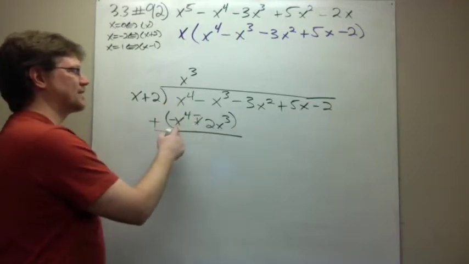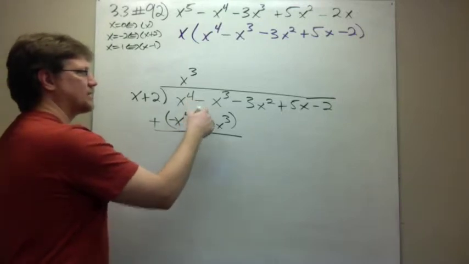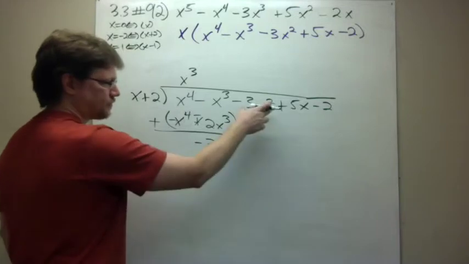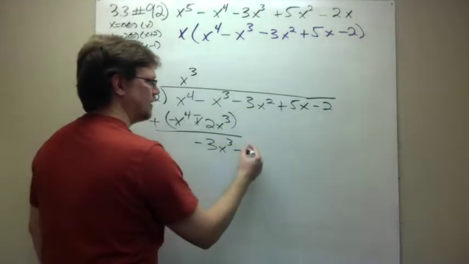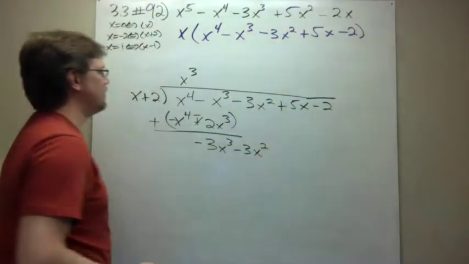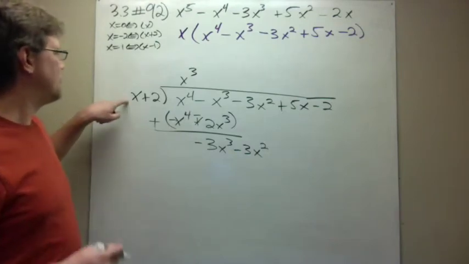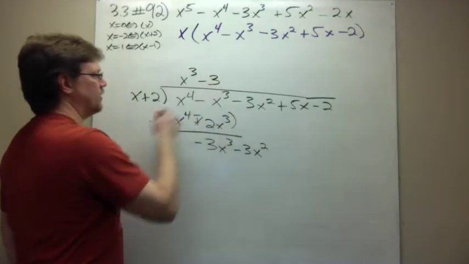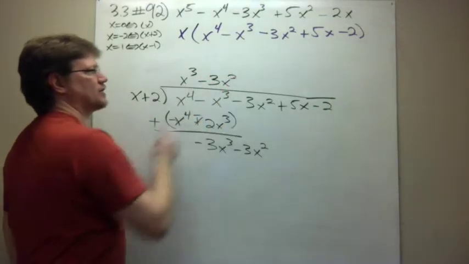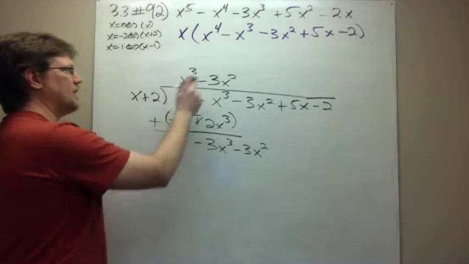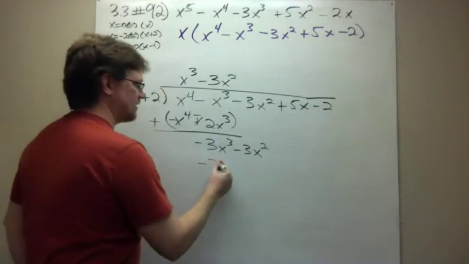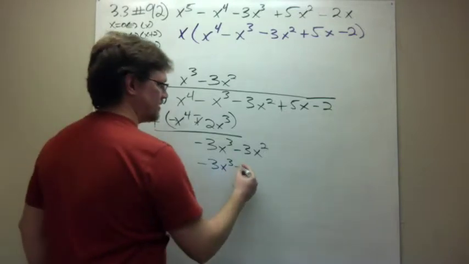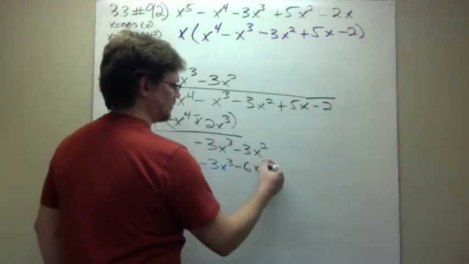X to the 4th minus x to the 4th is 0. Minus x cubed minus 2x cubed is minus 3x cubed. Minus 3x squared is the next piece we need. Let's pull that down. What do I need to do to x to make it look like minus 3x cubed? Well, I need to multiply by a -3x squared. Minus 3x squared times x is a minus 3x cubed. Minus 3x squared times a positive 2 is a minus 6x squared.